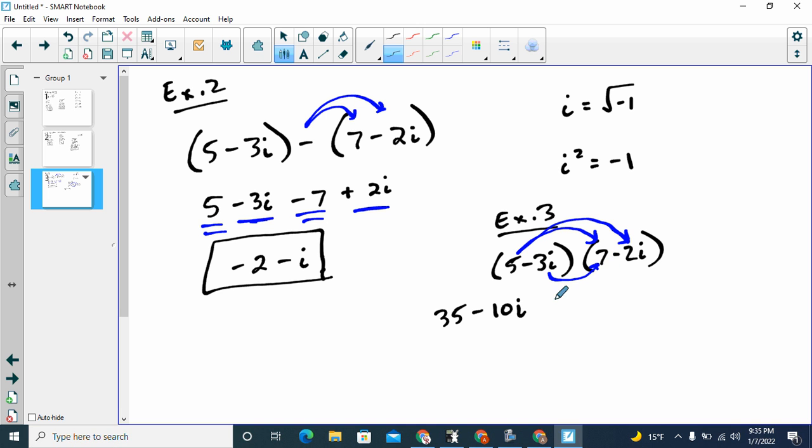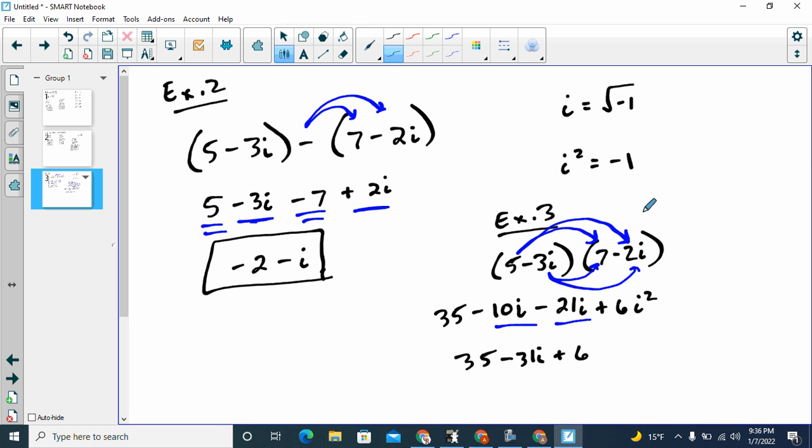Negative 3i times 7 is minus 21i. And negative 3i times negative 2i. Negative 3 times negative 2 is positive 6. i times i is i squared. Combining my like terms, I've got like terms right here. I'm going to combine those. Negative 10i minus 21i is negative 31i.